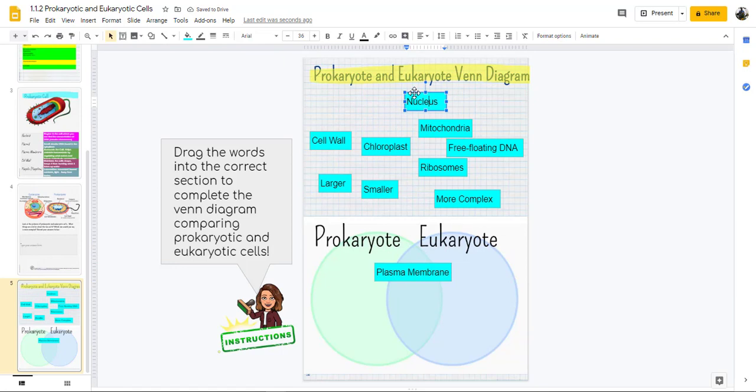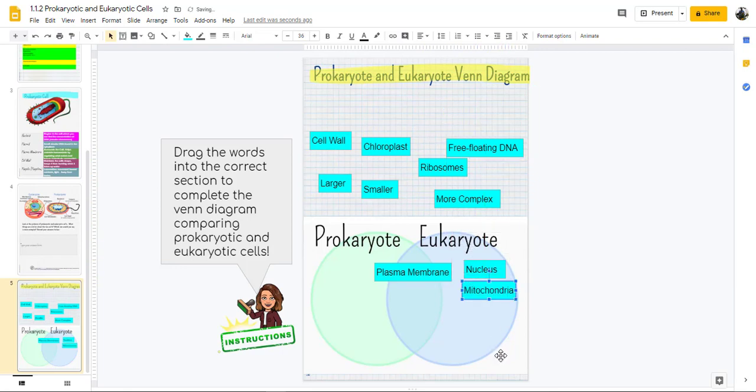Nucleus. So a nucleus is a membrane that surrounds DNA. So the nucleus is only going to go on the eukaryotic side. There's a big difference between prokaryotes and eukaryotes. Prokaryotes do not have membrane-bound organelles. Mitochondria is a membrane-bound organelle. So that's going to stay on that eukaryotic side with the nucleus.